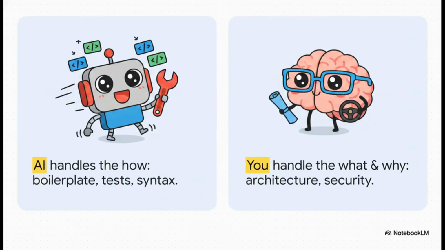This brings us to our golden rule for AI-assisted development. Use the AI to handle the how. Let it do the repetitive boilerplate, the tricky regex, the unit tests, and the syntax formatting. But, and this is crucial, you, the human, must always handle the what and the why. You own the system architecture, you own the security decisions, and the complex business logic. Think of it like this. You are the senior dev guiding a very fast, very eager junior dev.